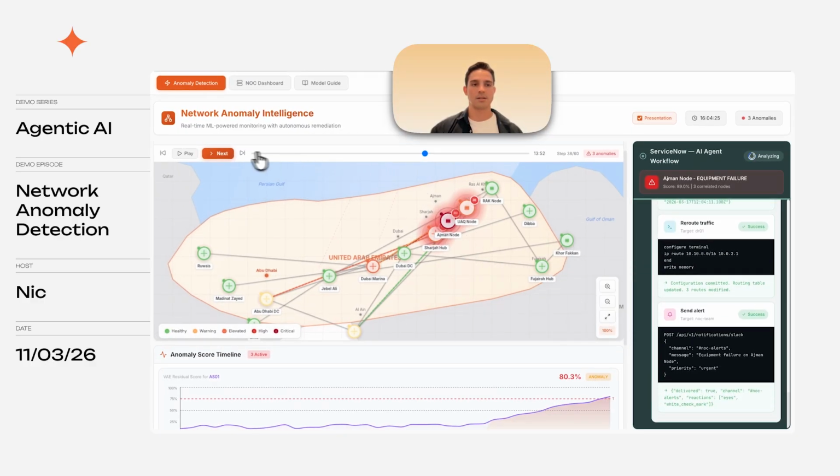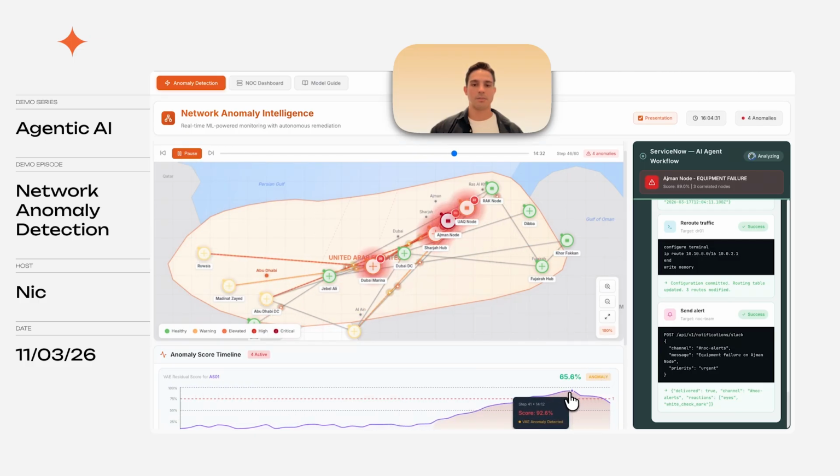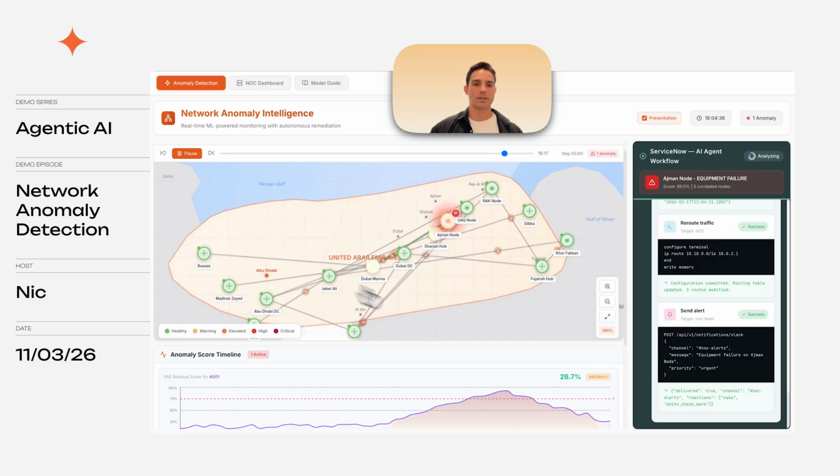Now that's success, right? And if we play this all the way through, you'll see that that's been triggered, and because the traffic was diverted, now your VAE score has gone down, and the rest of the nodes in the graph are sort of green again, which means that activities remain back to normal.